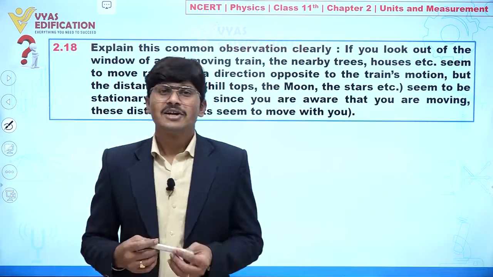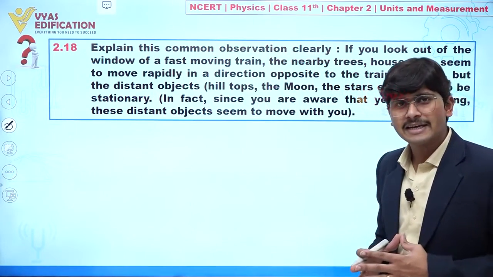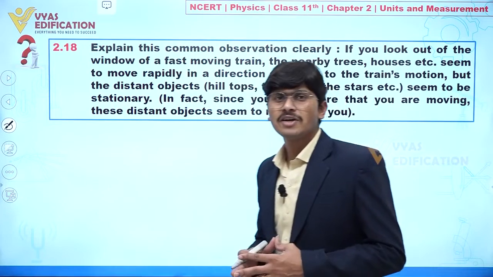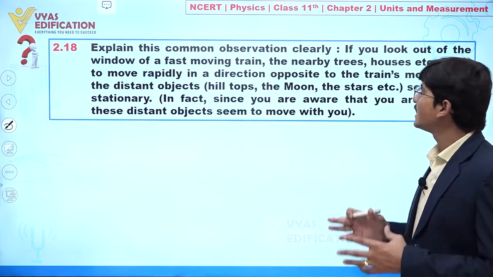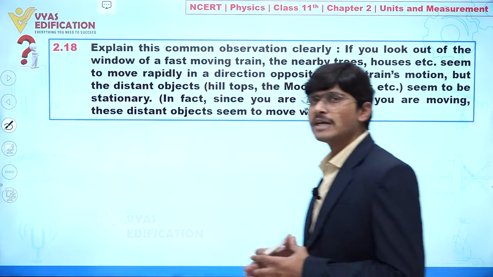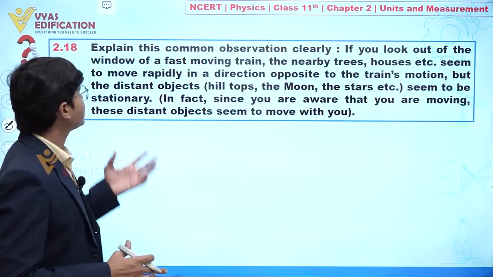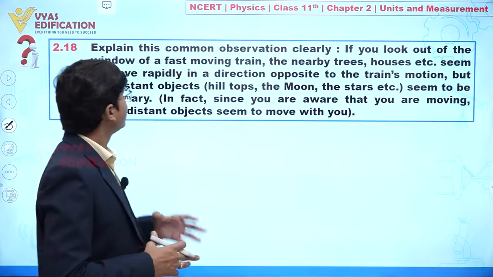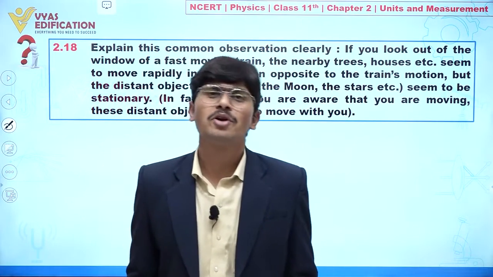Clear to everyone? Now dear student, we are going to discuss question number 2.18. In this question it is given, explain this common observation clearly. If you look out of the window of a fast moving train, the nearby trees, houses, etc. seem to move rapidly in a direction opposite to the train's motion. Actually this is just a common observation.